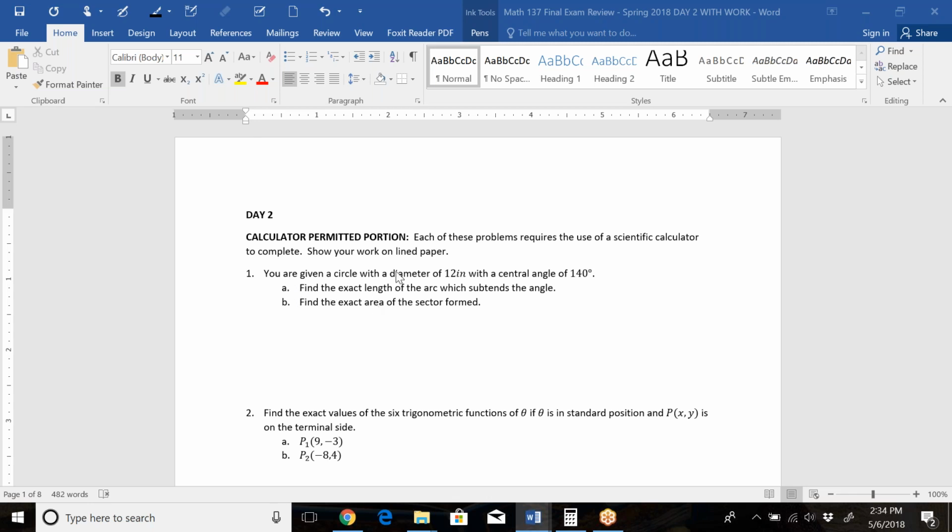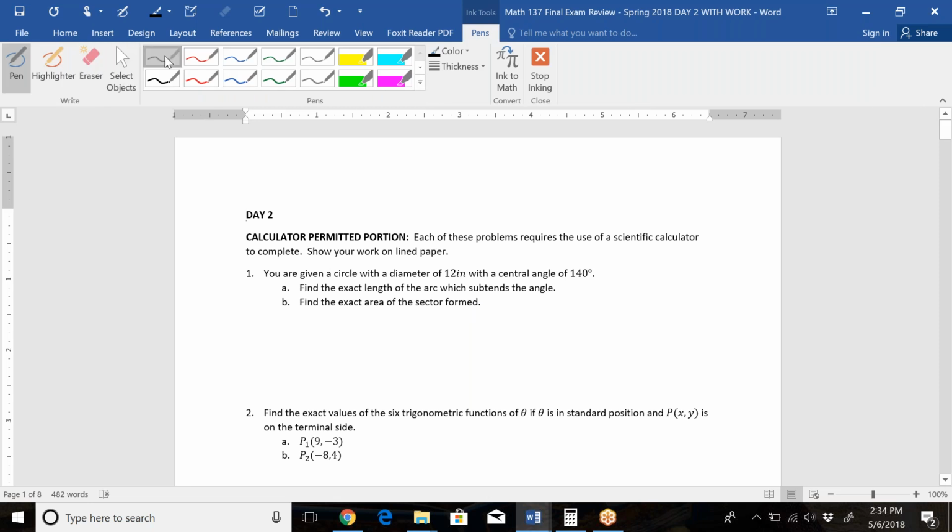It says you're given a circle with a diameter of 12 inches with a central angle of 140 degrees. We want to find the exact area of the sector formed. So you have to know a formula here about the area of a sector of a circle. And it's A equals 1/2 r squared theta, where r is the radius of the circle, obviously, and theta has to be in radians. It's the angle in radians.